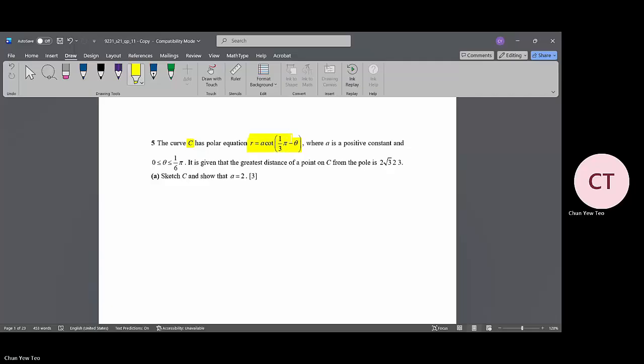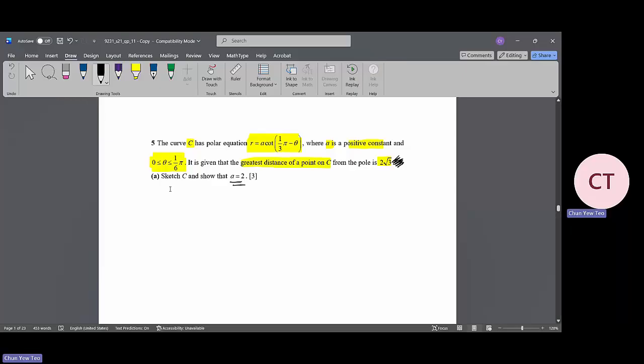It has a polar equation like this, where a is a positive constant and theta is measured from 0 to pi over 6. Given that the greatest distance of a point on C from the pole is 2 root 3. This one is a typing error, ignore this. Show that a is equal to 2.